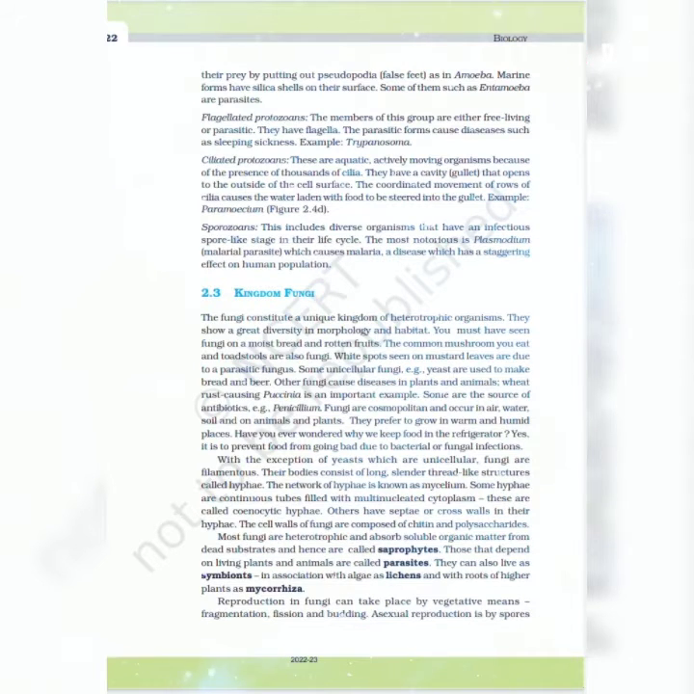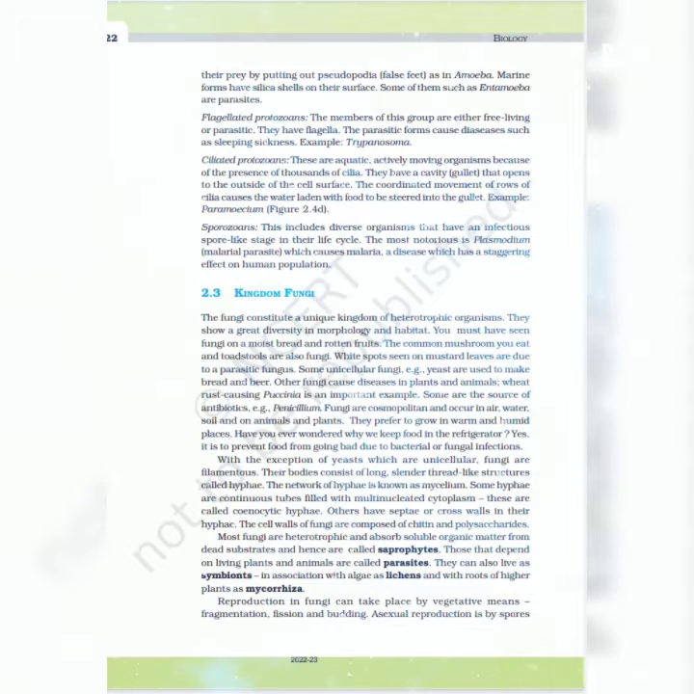Some hyphae are continuous tubes filled with multinucleated cytoplasm. These are called coenocytic hyphae. Others have septae or cross walls in their hyphae. The cell walls of fungi are composed of chitin and polysaccharides. Most fungi are heterotrophic and absorb soluble organic matter from dead substrates and hence are called saprophytes. Those that depend on living plants and animals are called parasites.